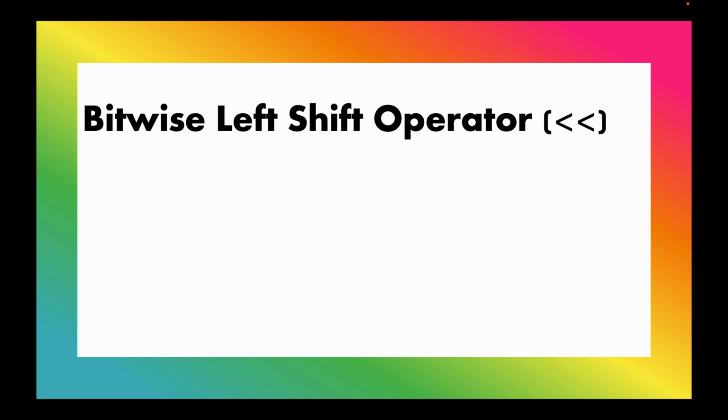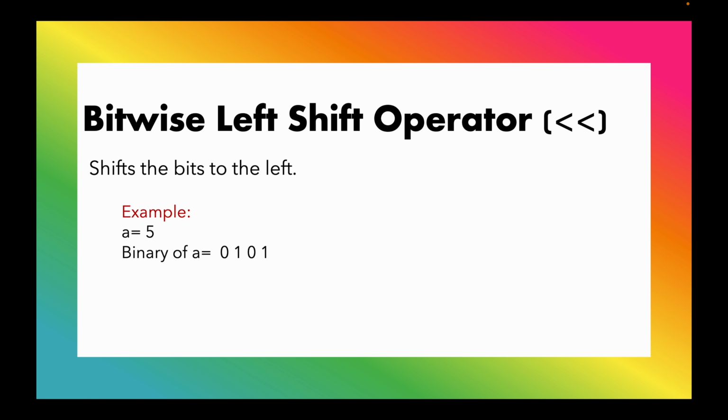The last bitwise operator is the left shift operator, and it shifts the bits to the left. For example, A equals 5 and binary of A equals 0101, and we want to shift the bits by 1 bit, then it equals 1010, and the decimal equivalent of 1010 is 10.